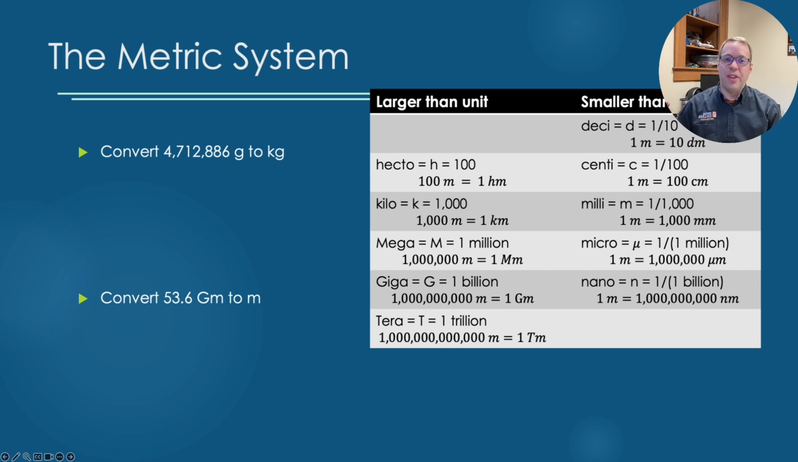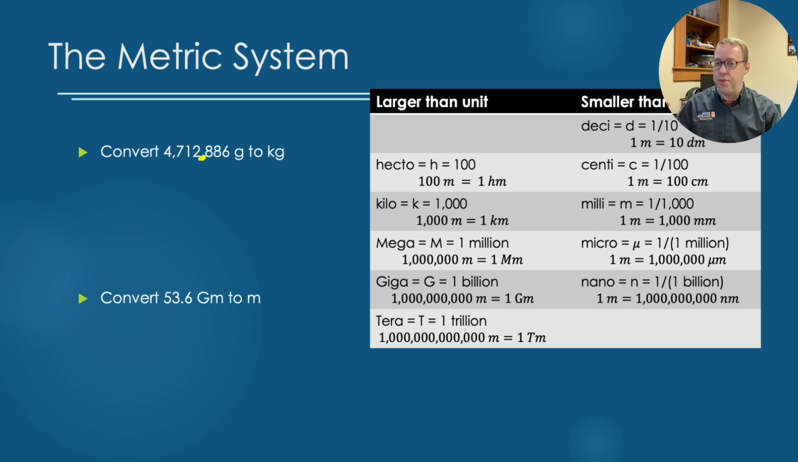Remember that kilo means 1,000, so you look for where the 1,000 happens. 4,712,000. Right here, that's where you're going to put your decimal point. And so it turns into 4,712.886 kilograms. There's your shortcut method. That's when you're going from the base unit to a prefix unit. That will work for the units that are larger than the base unit.